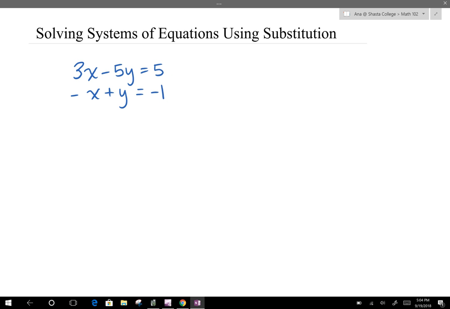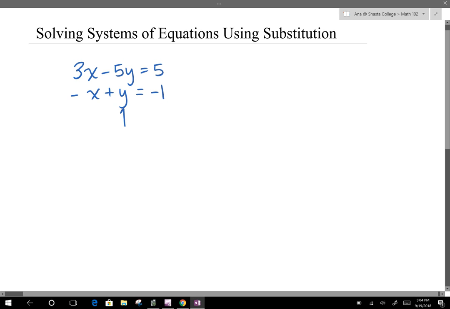The first step is for me to get one of the variables by itself. So what I'm going to do is move the x over to get y by itself. I'm going to add x to both sides of this equation, and I get y equals x minus 1.